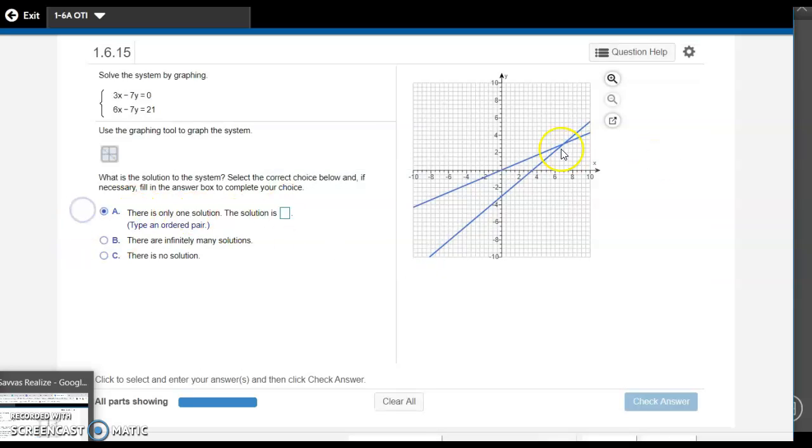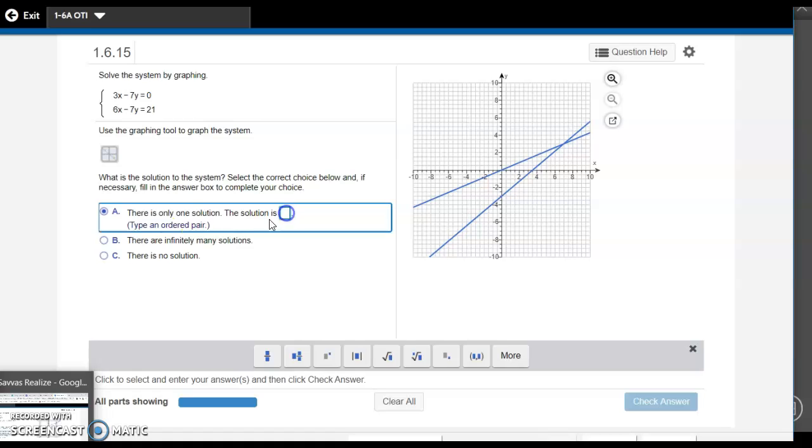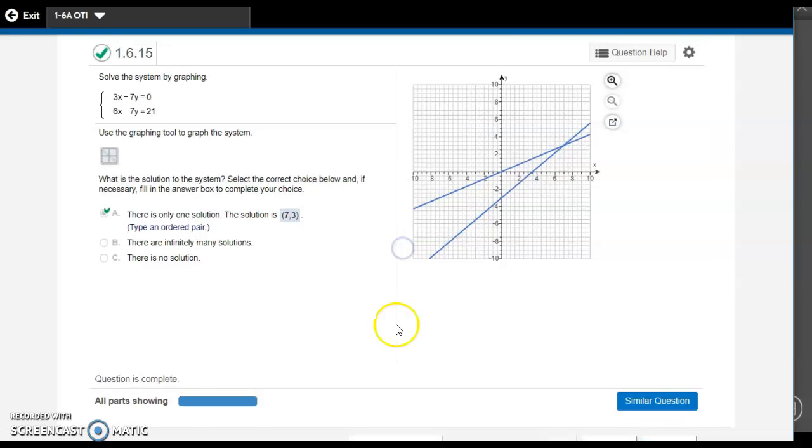So the solution was the spot they intersected. If you remember, that was at 7, 3. It says type it as an ordered pair. So 7, 3. Check your answer. Good job.